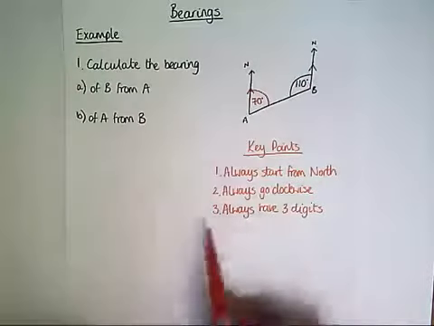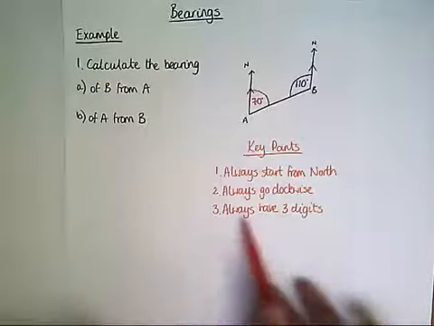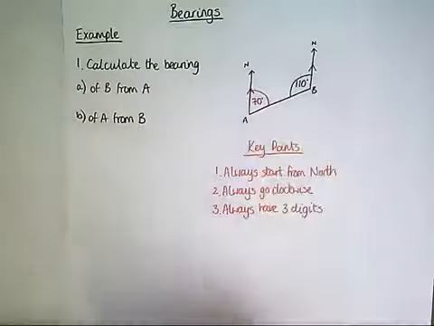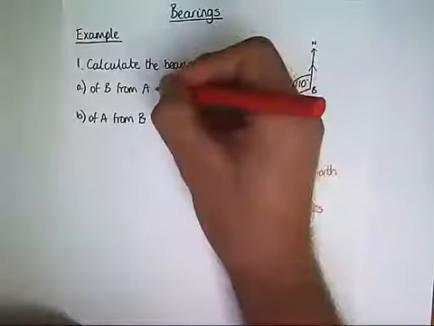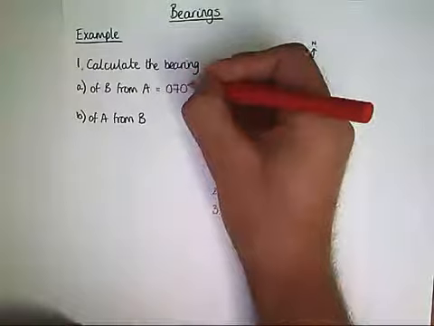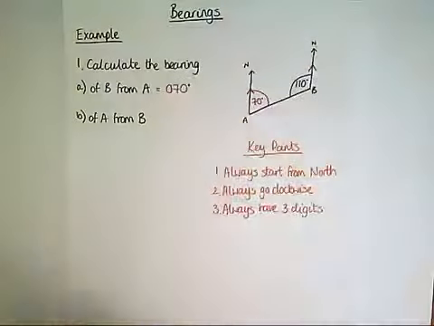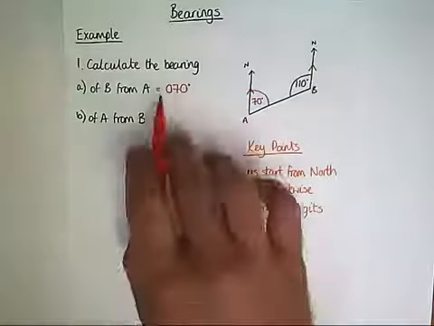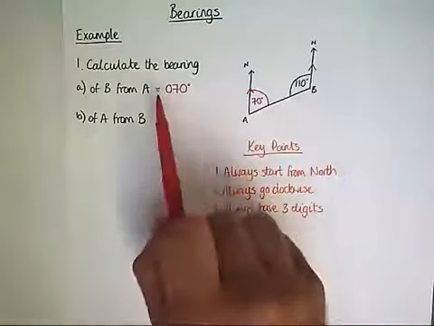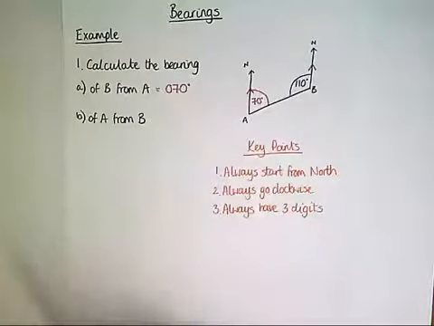Now our last key point is that bearings always have to have three digits. This is just a two-digit number, so that means that we will put a 0 in front to make it 070 degrees. Okay, 070 degrees. Okay, must always have three digits. You can have decimal points, but we must always have three digits in front of any decimal points.